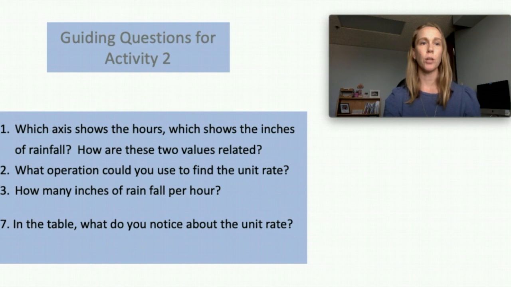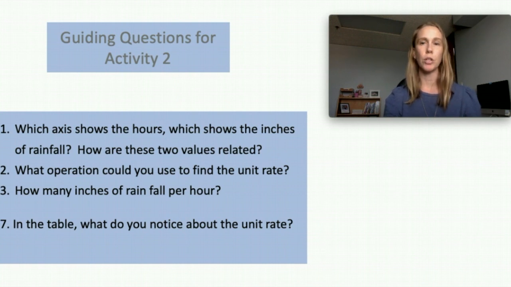So for number 2, what operation do you use to find the unit rate? It will help you in getting an exact answer for number 2. And number 3, to find the slope of the graph and the unit rate, think about how many inches of rainfall per hour. That's going to give you your slope and your unit rate.